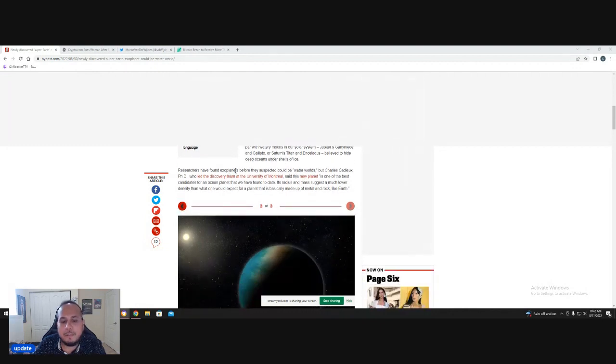Researchers have found exoplanets before that they suspected could be water worlds, but Charles Cadieux, PhD, who led the discovery team at University of Montreal, said the new planet is one of the best candidates for an ocean planet that we have found to date. Its radius and mass suggest much lower density than one would expect for a planet that is basically made of metal and rock like Earth.